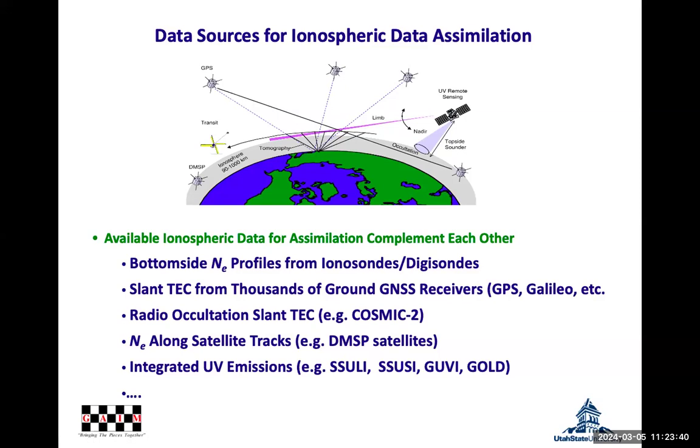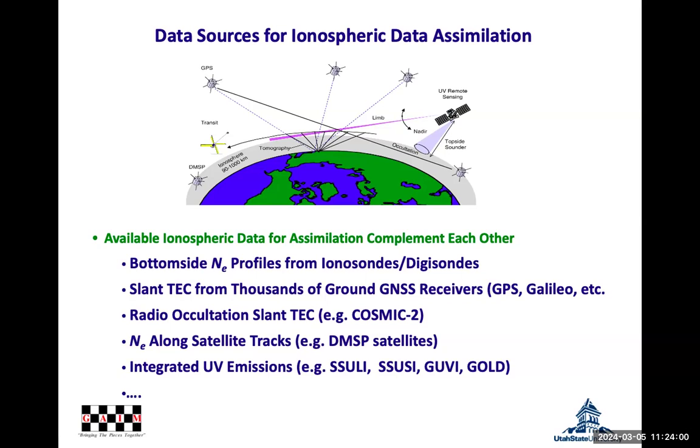And a similar thing is done when we go into space and we put a receiver on a satellite, for example, the COSMIC-2 satellite. These are low Earth orbiting satellites that have GPS receivers or GNSS receivers on board, and we can get radio occultation slant total electron content.